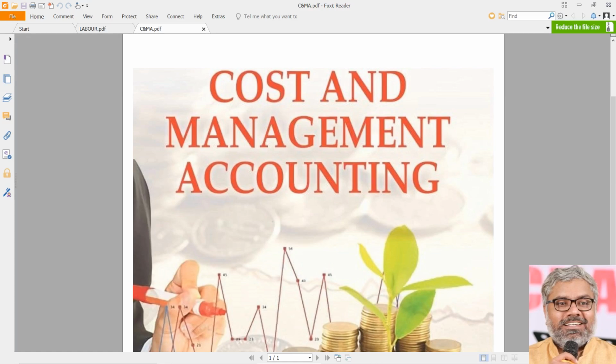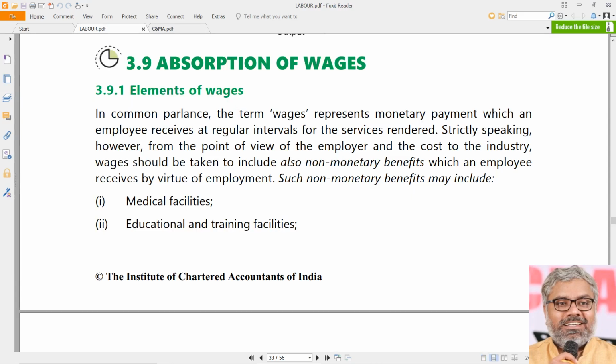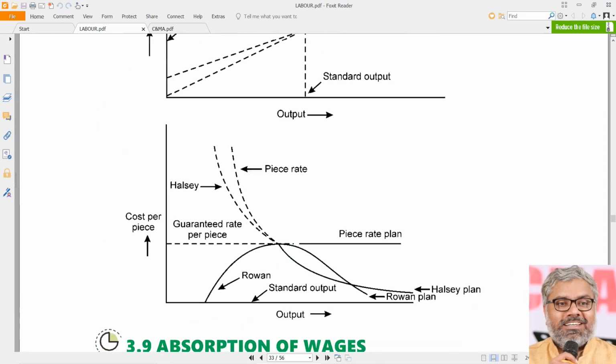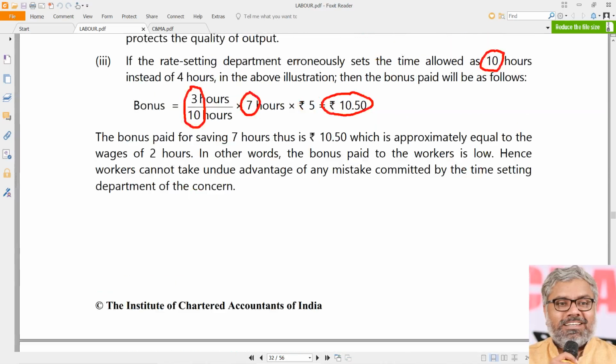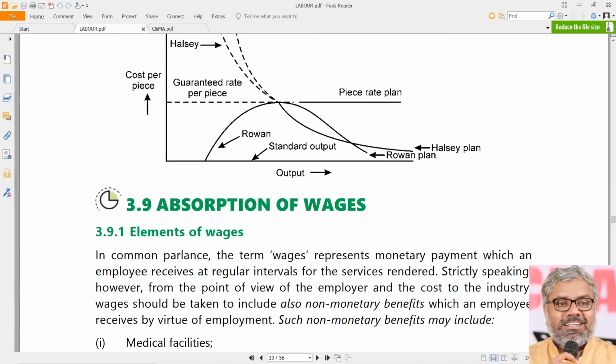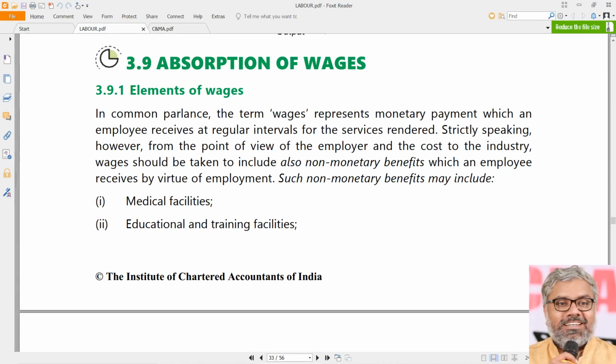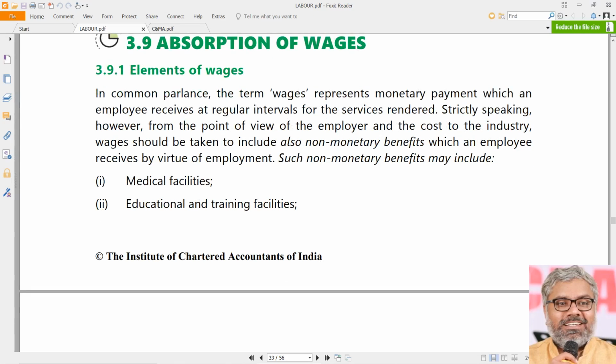completed before we move on to the next topic of labor turnover and solve problems on that topic in this chapter. But prior to that, let us quickly go through some of the aspects which are there after the Halsey and Rowan plan are interpreted well. There are certain other general things we can say which are here.